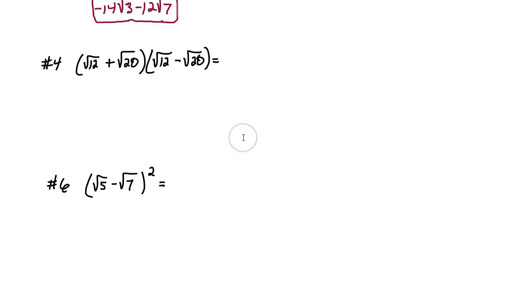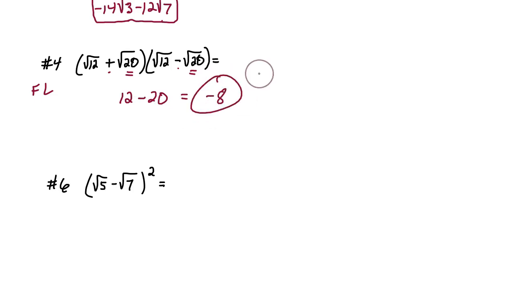Number 4 has the format of being FOIL, and it's the special case where this is a plus, this is a minus, and these things are identical. So you really only have to do the letter F and the letter L from FOIL. The outer and inner products will cancel away. The square root of 12 times the square root of 12 is a regular 12. The square root of 20 times the square root of 20 is a regular 20. And 12 minus 20 is negative 8.